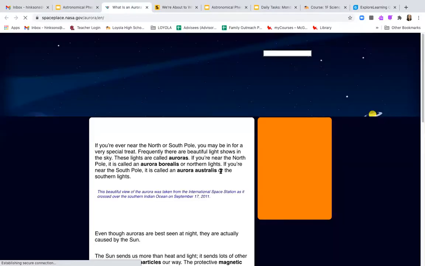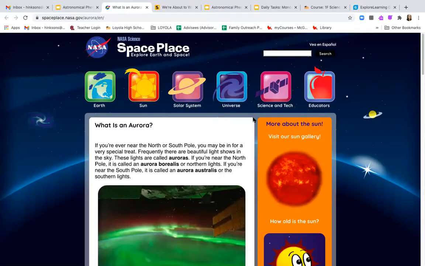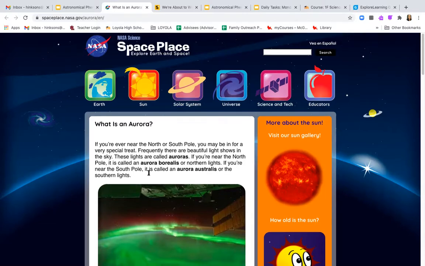So let's check it out. This page gives you all this information. What is an aurora? If you're ever near the North or South Pole, you may be in for a special treat. Frequently, there are beautiful light shows in the sky. These lights are called auroras. If you're near the North Pole, it is called an aurora borealis or northern lights. If you're near the South Pole, it is called an aurora australis or southern lights.